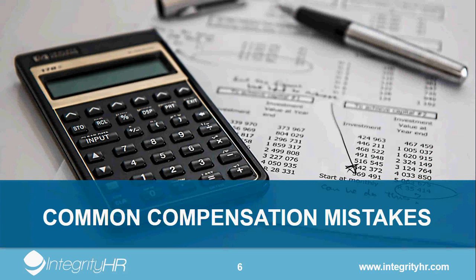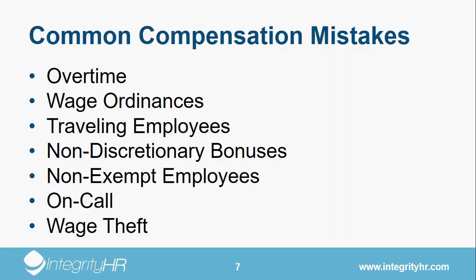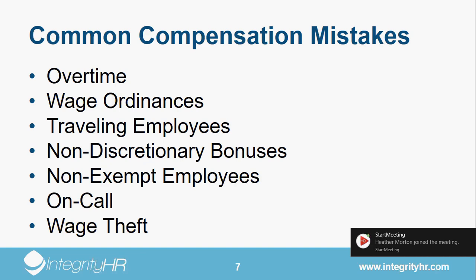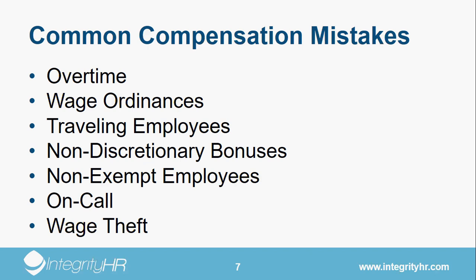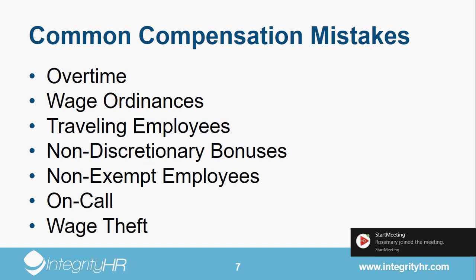Okay, so now let's jump into common mistakes relative to compensation. When we think about these compensation mistakes, there are about 7 areas that we want to focus on today, starting with overtime. We're then going to jump into wage ordinances. We're going to talk about what to do with traveling employees. Then there are 2 types of bonuses, both discretionary as well as non-discretionary bonuses, and how you treat those. Then we're going to talk about non-exempt employees, those who are eligible for overtime, on-call pay, and wage theft.